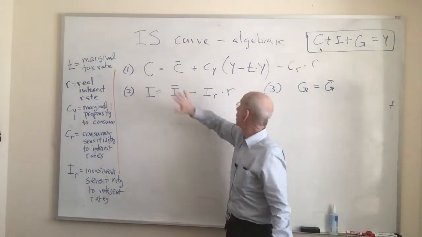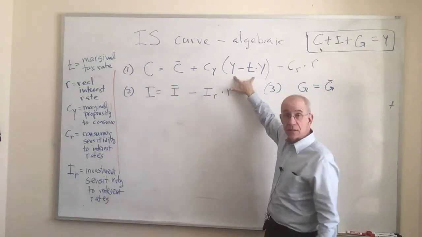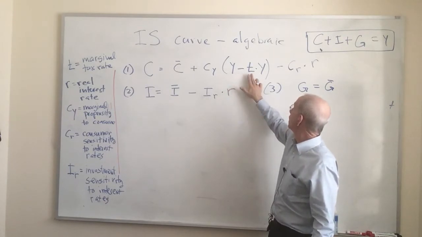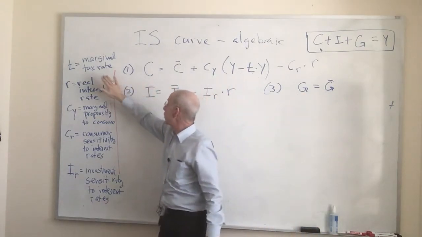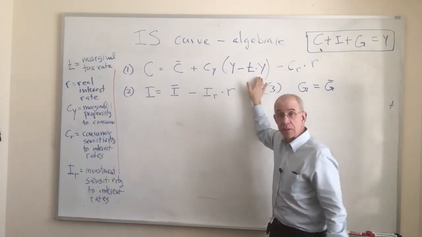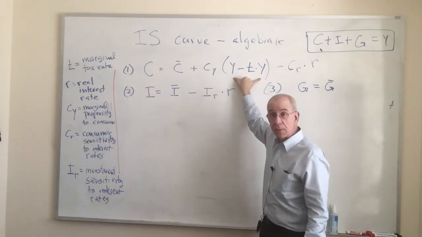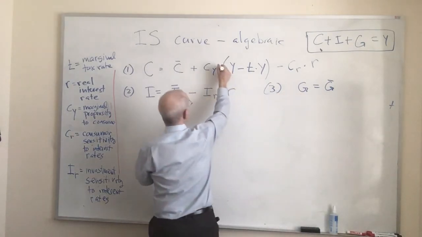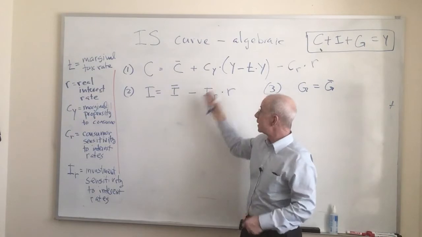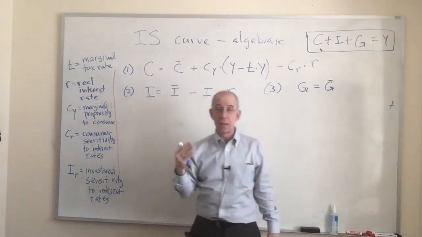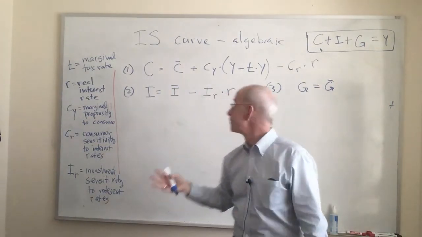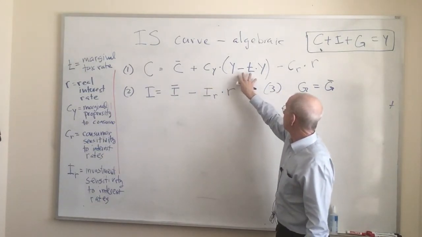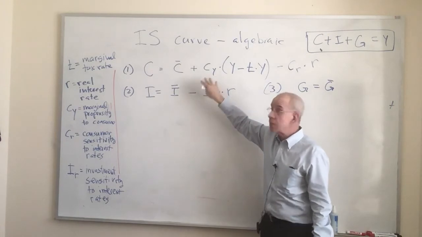Okay, so we get C bar. Here is disposable income. This is income minus the marginal tax rate multiplied times income. So here is disposable income, multiplied times the marginal propensity to consume out of income. So give me an extra level of disposable income, and this will tell me how much consumption changes.